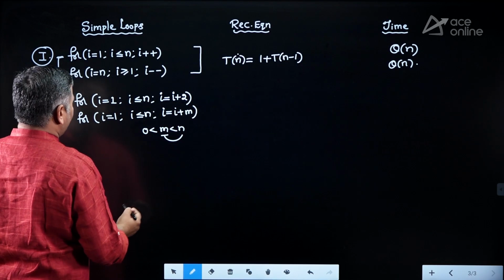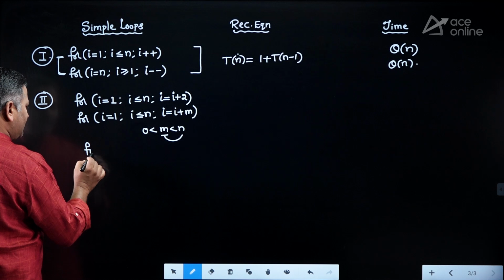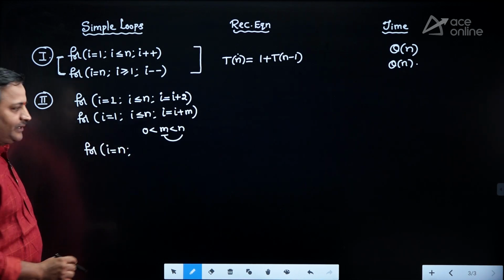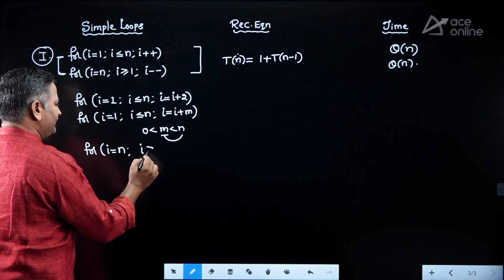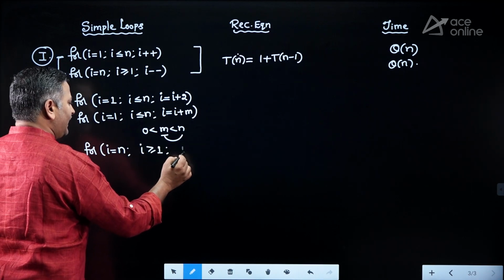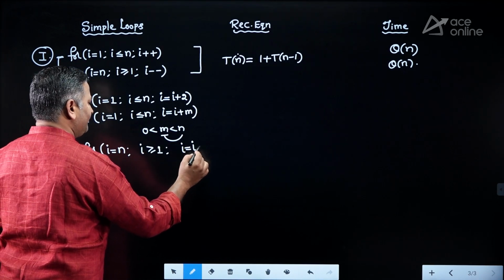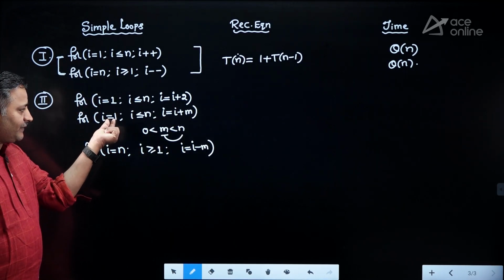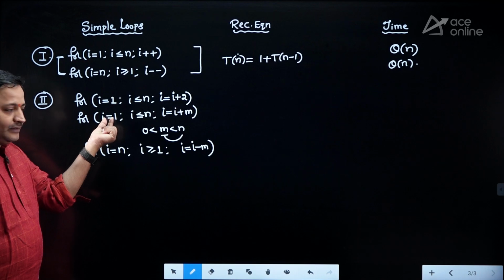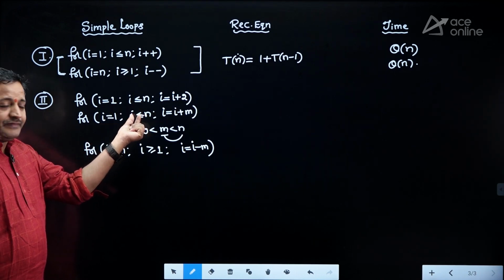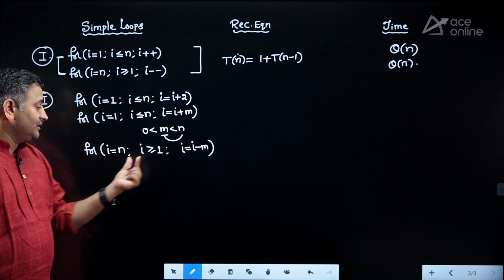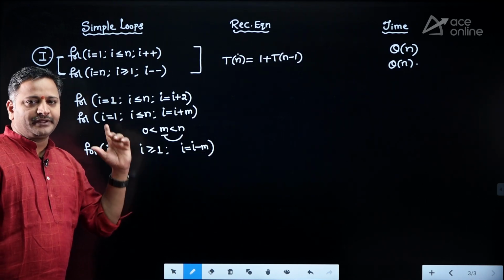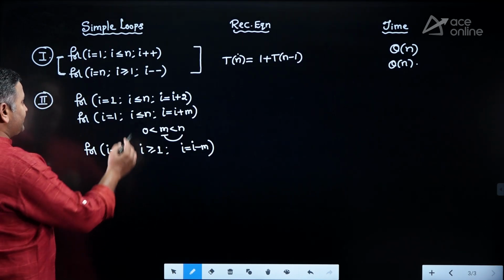In these two models, we can also write it as starting from i value n, as long as i is greater than or equal to 1, I can subtract some constant value m like this. Just observe this model: starting from 1, reaching n, every step by adding m is the same as starting from n, reaching 1 by subtracting m every time. Am I right or wrong? The way I explained here, same thing.